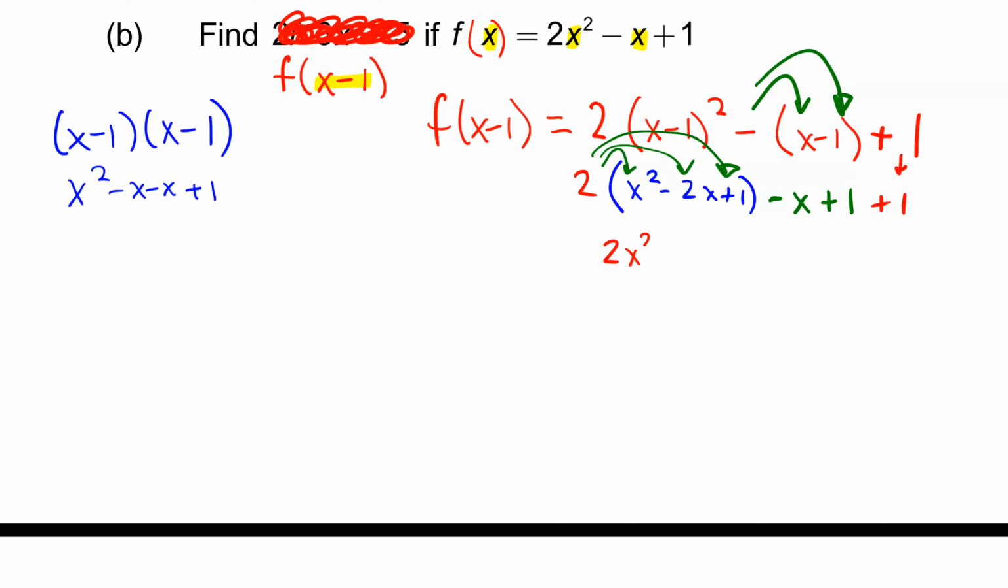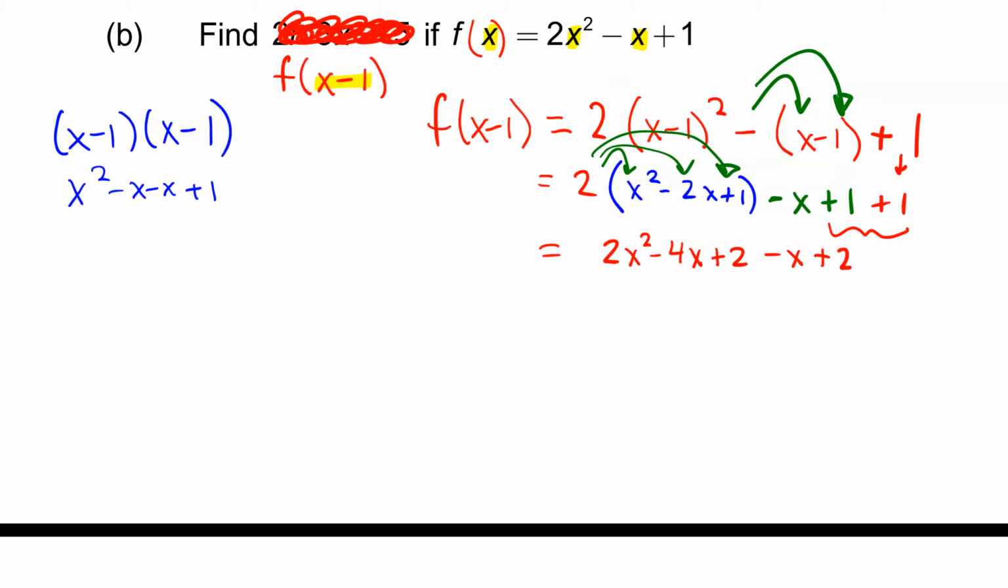So I have 2x squared minus 4x plus 2 minus x plus 1 plus 1. Simplify what? Oh, I guess I could have done that with this. Yeah.